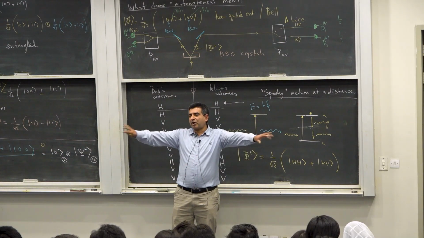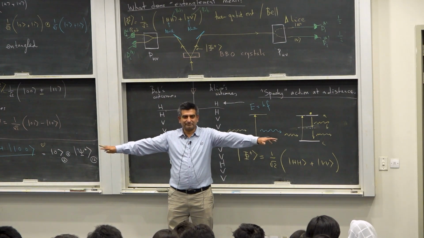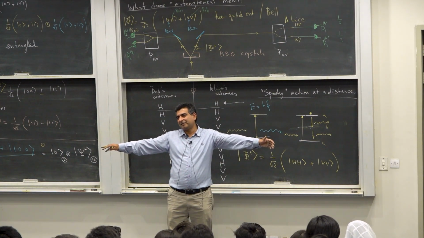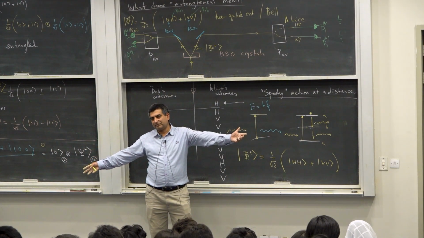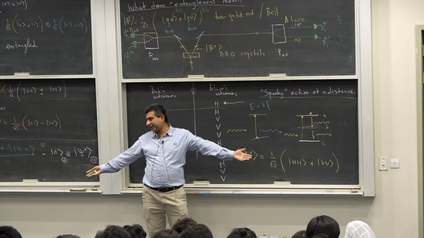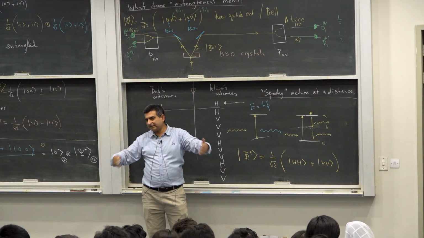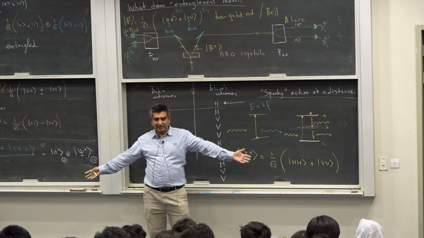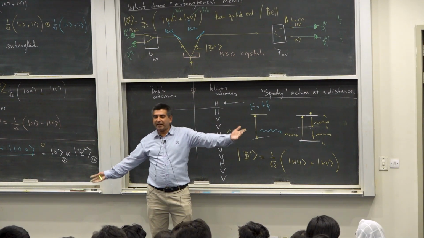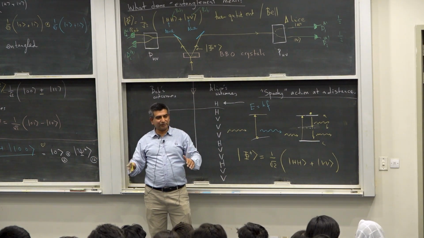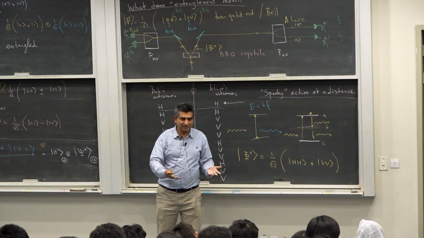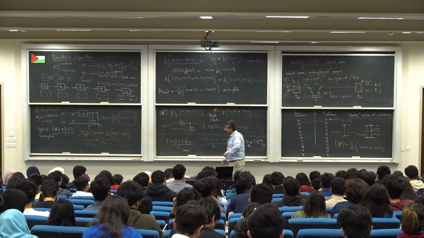Now when Alice and Bob measure their photons, there are 4 kinds of outcomes possible. Alice and Bob both measure H. Alice and Bob both measure V. Alice measures H, Bob measures V. Alice measures V, Bob measures H. 4 possibilities. So we can compute the probability for each outcome. Let's do one of them.